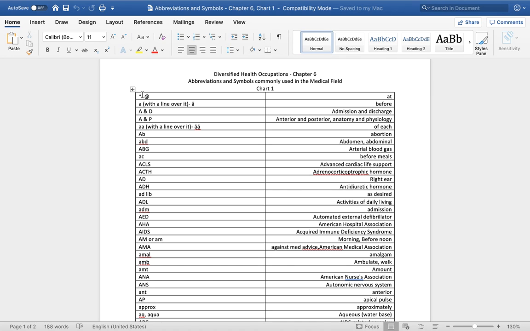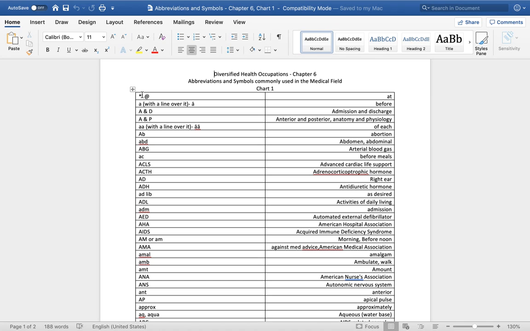If you have an A with a line over it, that means before. So we're talking before you eat, before you sleep, before something, right? This could be taking medications. It could be stretch before you sleep, exercise before you eat, what have you.